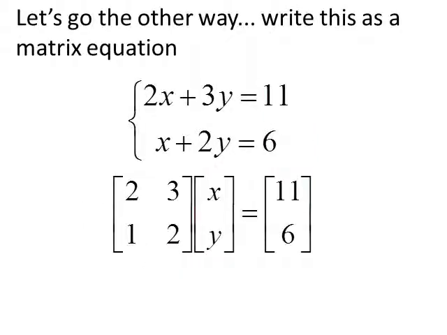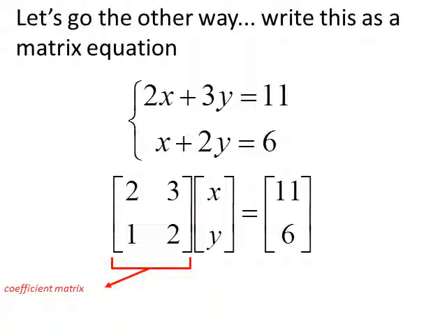So here's a smaller example of what I'm talking about. This is a 2 by 2 matrix. What I have is 2x plus 3y equals 11, and I have x plus 2y equals 6. The first thing I do is take the coefficients and turn them into a square matrix. So I have 2, 3, 1, 2, because those are the coefficients in the spot that they are on the linear system. I make that into a matrix. It's called the coefficient matrix.